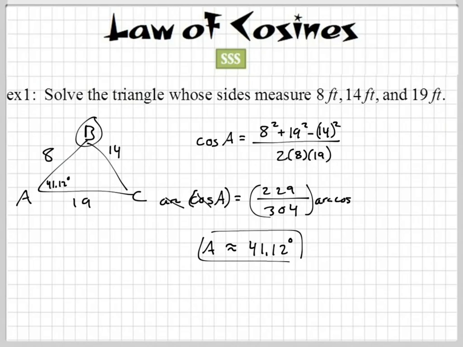Okay, so let's find B next, since you guys had me find A first, because letter A is first in the alphabet. All right, so we have sine of B over 19 equals sine of 41.12 over 14. Do you guys know what sine of this is going to give us? It's going to give us this.